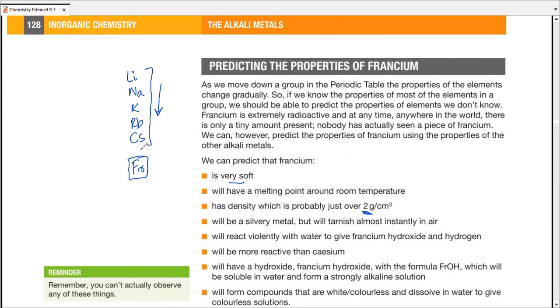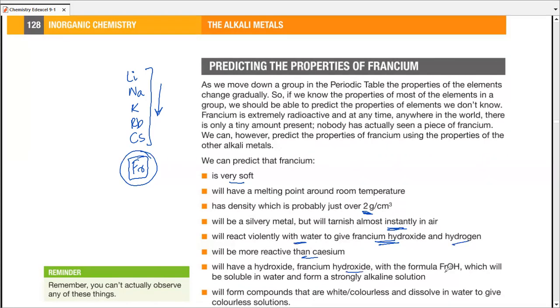They're all silver gray metals. They tarnish almost instantly in air. So would francium. Francium would be the fastest in its reaction, hence the word instantly. It's also going to violently react with water. It's going to give us francium hydroxide and hydrogen. It would be more reactive than cesium.